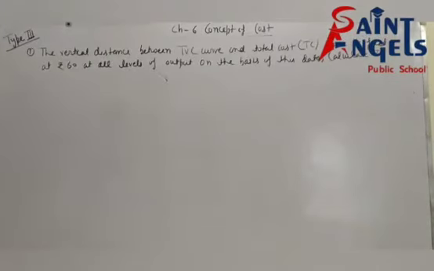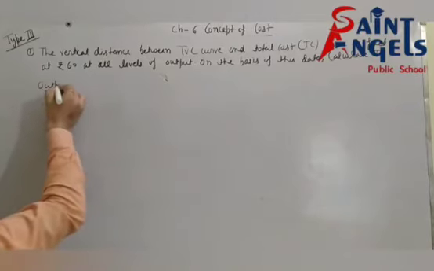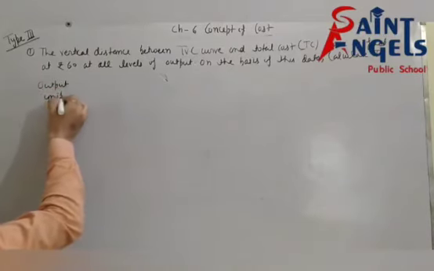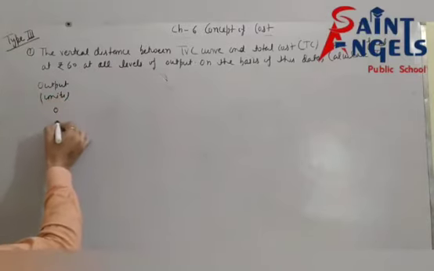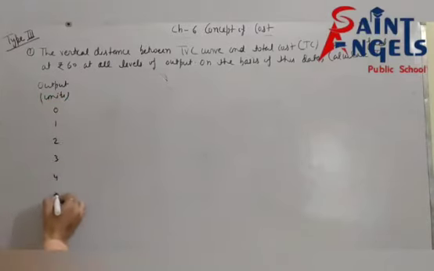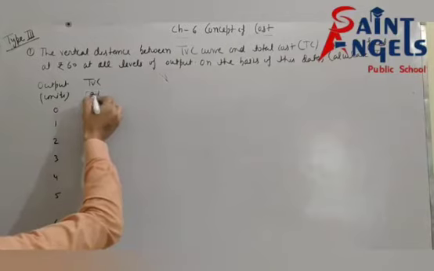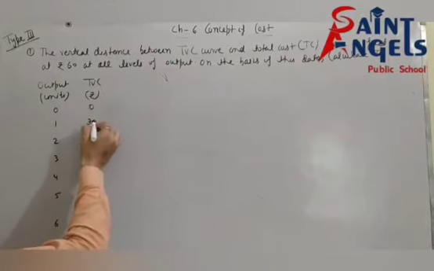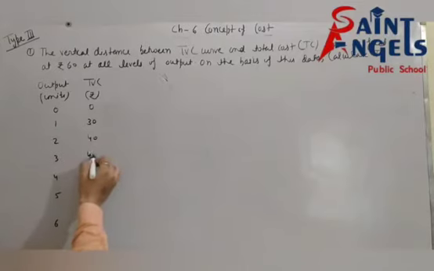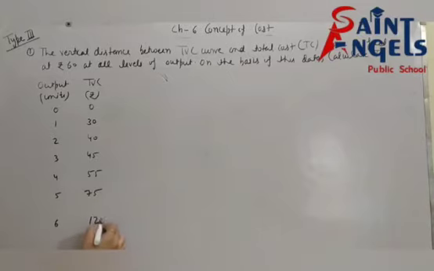Next question. The vertical distance between the TVC curve and the total cost curve is fixed at rupees 60 at all levels of output. On the basis of this data, calculate TC. The question is here: output in units 0, 1, 2, 3, 4, 5, 6, and TVC is given here: 0, 30, 40, 45, 55, 75, and 120.